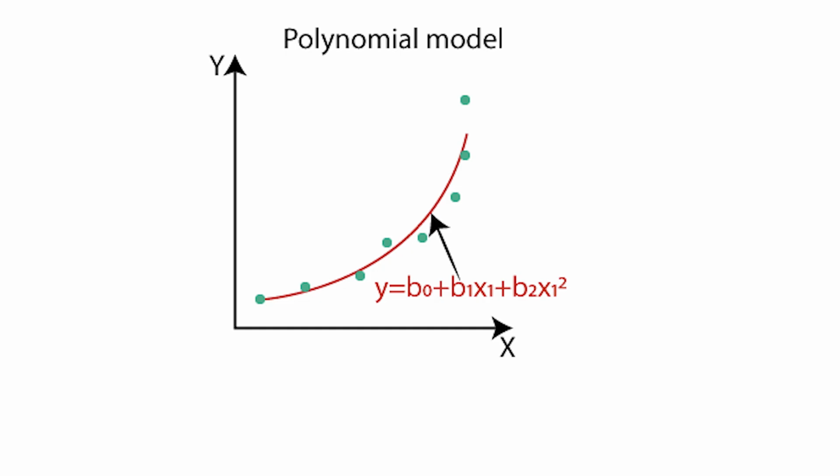Polynomial regression extends linear regression by allowing for non-linear relationships. It does this by adding polynomial terms to the model. For example, a quadratic regression model can be represented as this.